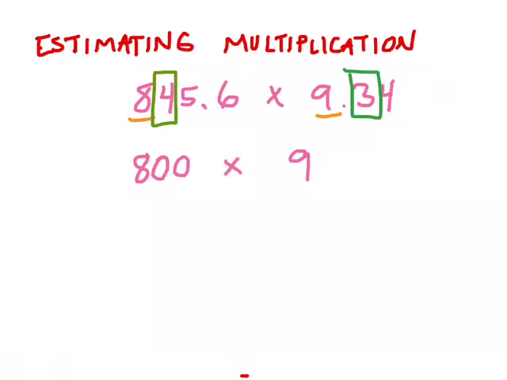So what I'm really doing is 800 times 9. 8 times 9 is 72 with 2 zeros. There's my multiplication estimate.